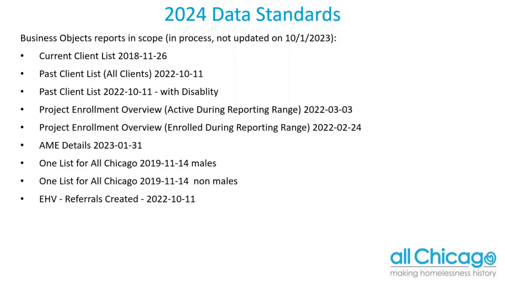Wanted to provide this in case there's a report that any of you use in Business Objects. Obviously, there are reports that are used that aren't on this list because they may not need to be updated. But if there are reports on this list that you need sooner rather than later, or a report that you think has some of the changed data standard fields or responses in it that should be on the list, please let us know as soon as possible. And again, these are in process. We're not saying that they're going to be ready to go on October 1st, but we're working to get them updated as quickly as possible.